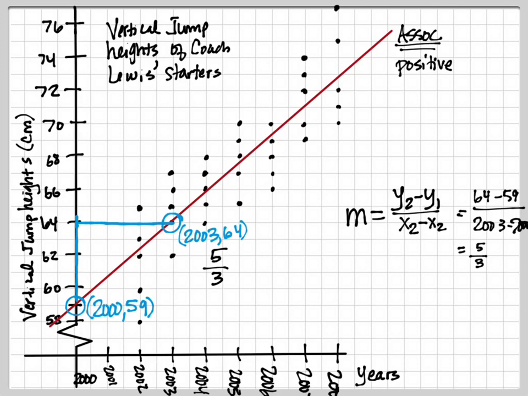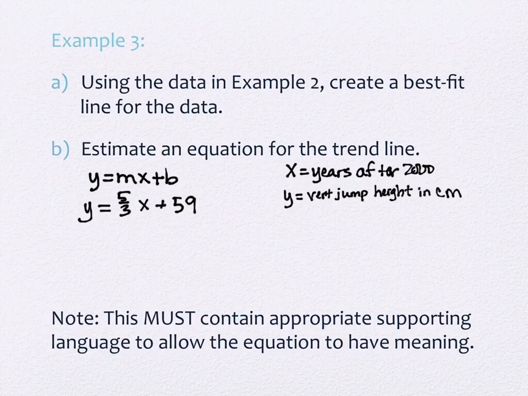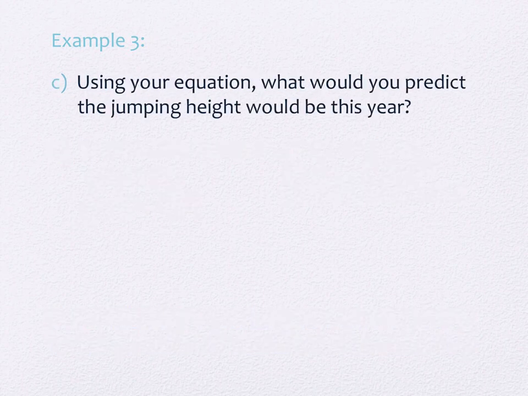So I made a note on your example B that's already written in. You must have appropriate supporting language, labels, in order for this equation to have any meaning. So if I ask you something about this on the test and you don't have that label, the x and the y, you're going to have to redo the problem because that's so important for it to be able to be used for anything. Because that's what we're going to do on part C. We're going to use our equation to predict the jump height this year. It's going to be silly because it's a big number, but we can still do the process.